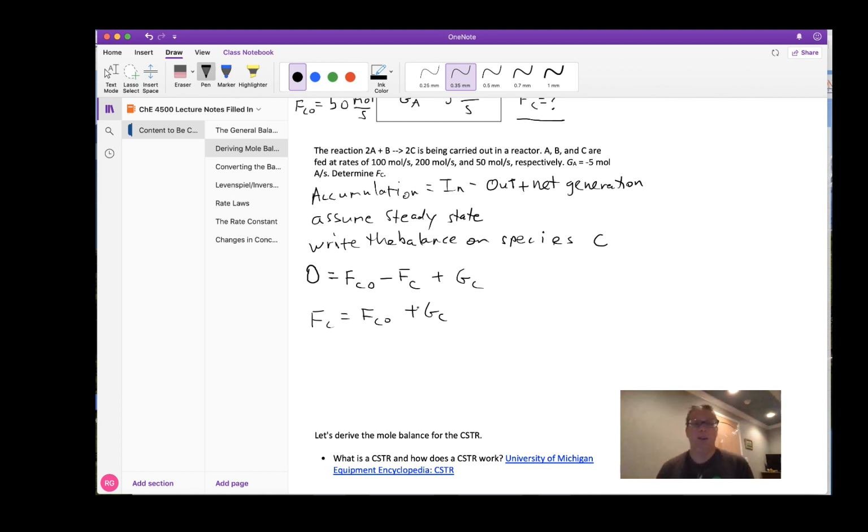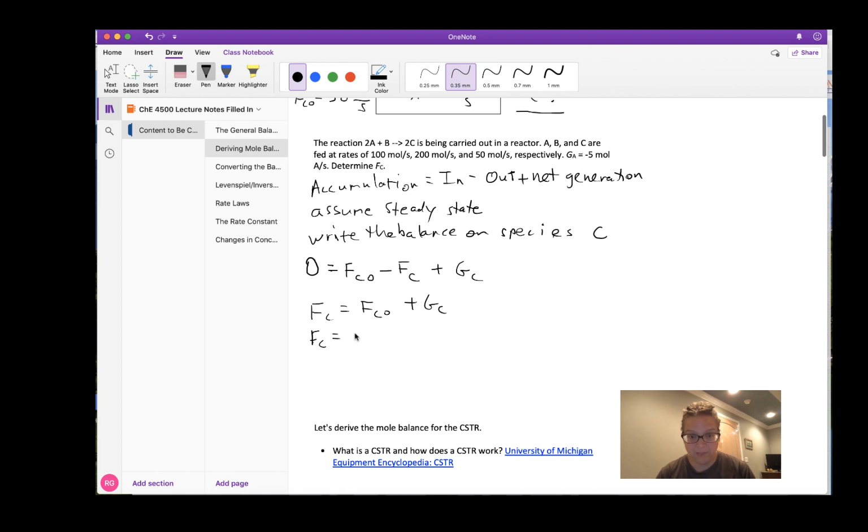GC I don't know, but I do know GA, and I also know that GA and GC are related by stoichiometry. This is a key point that we'll go over many times over the course of the semester, and we'll spend a whole lecture on it coming up. Basically, when I have a chemical reaction, I can relate the rates of generation and consumption of the different species to each other through stoichiometry. So that's what I'm going to do here. I'm going to say my FC is equal to, and I can go back up and look, FC naught is 50 moles per second.